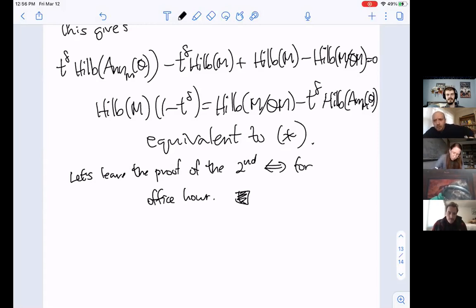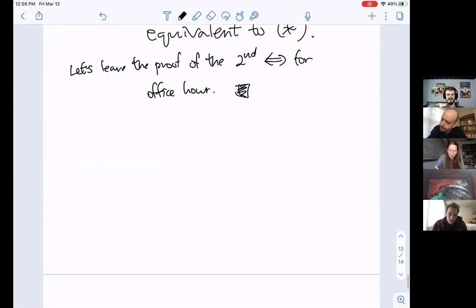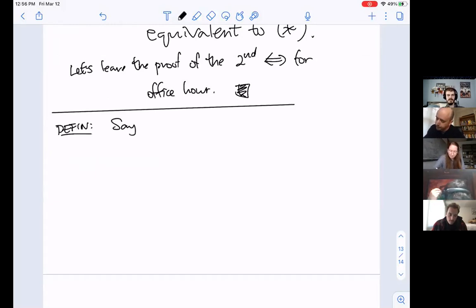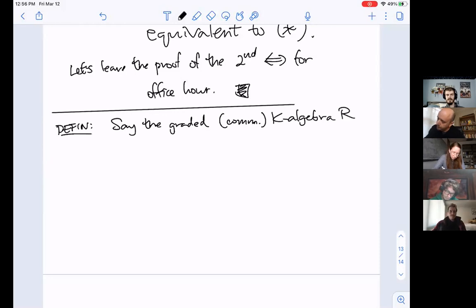Good. Can we define Cohen-Macaulay now? Yeah. Maybe depth too. All right, I did define Cohen-Macaulay for Stanley-Reisner rings before, but this is the more general definition. Say the graded commutative K-algebra R is Cohen-Macaulay if there exists a homogeneous system of parameters theta 1 up to theta d, where d is the Krull dimension, which is also a regular sequence.